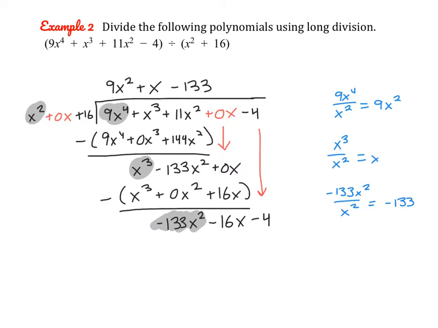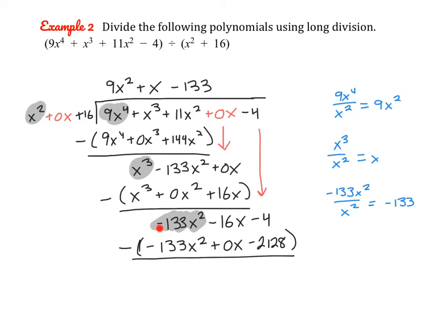And then we're going to multiply. So negative 133 times x squared is negative 133x squared. And then we have plus 0x. We multiply here. And then here we have negative 133 times 16, which gives us negative 2,128. And again, we are subtracting everything.